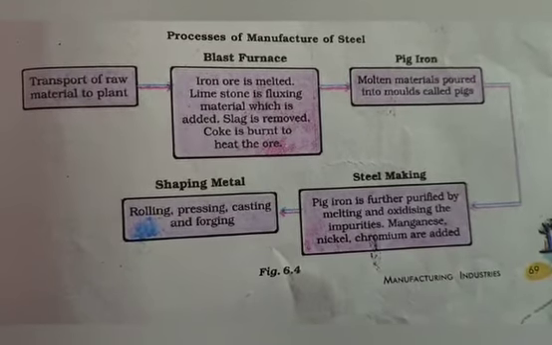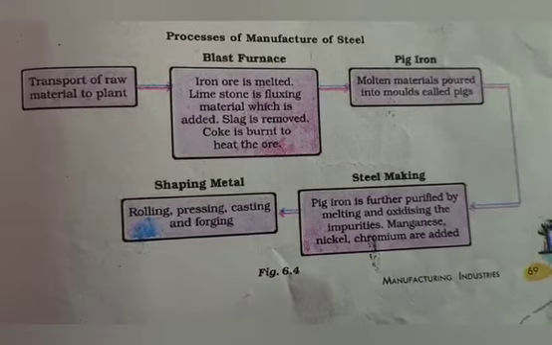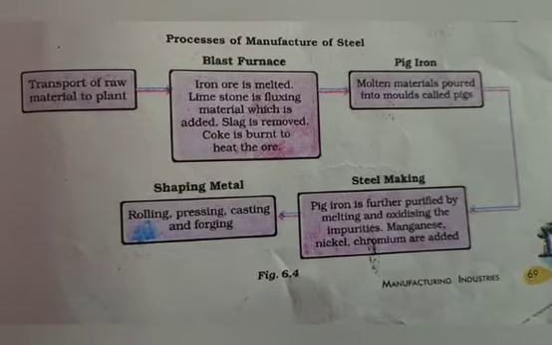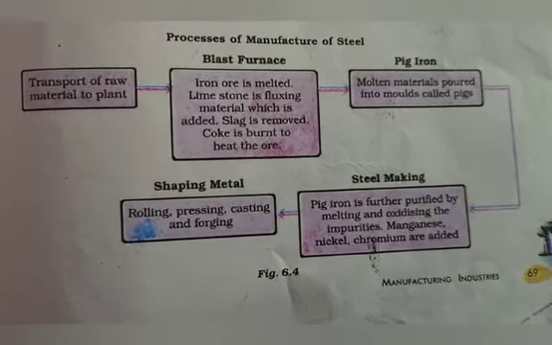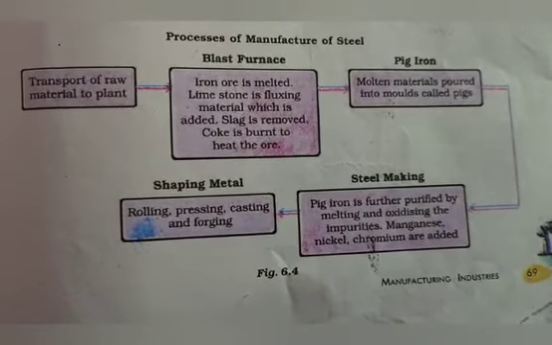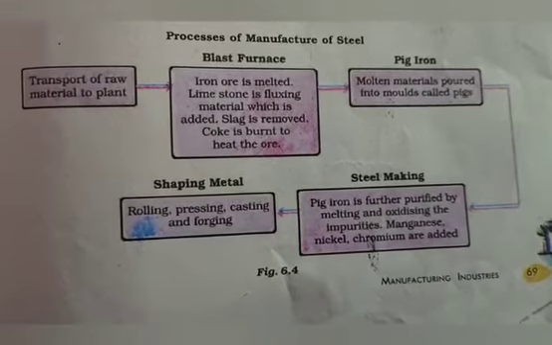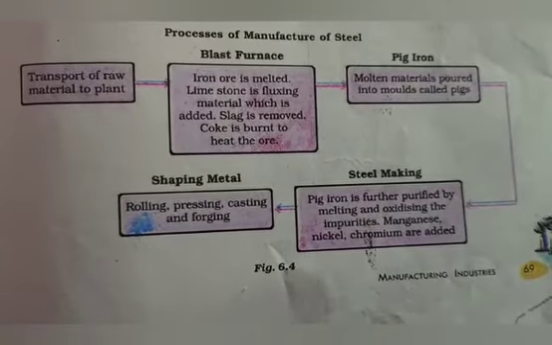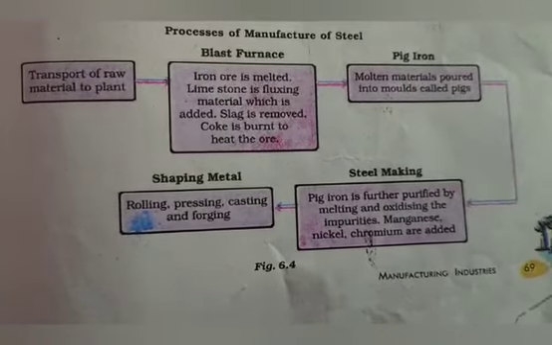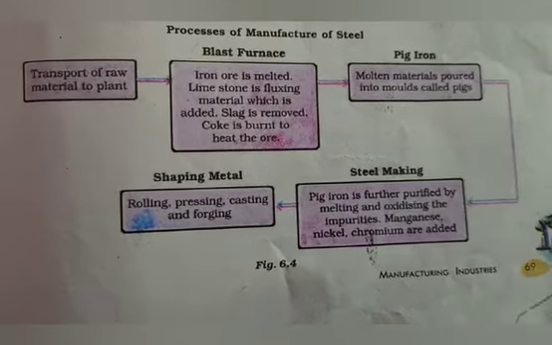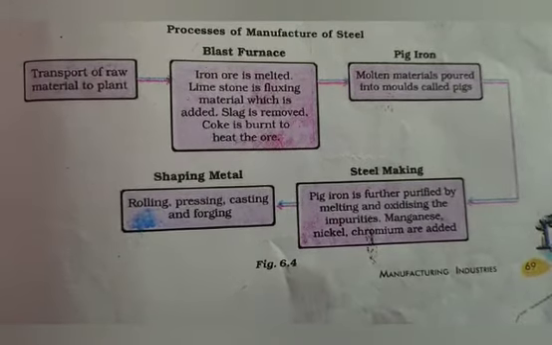So that is the process: transport of raw materials to the plant. The next is the blast furnace, where iron is melted, limestone is added as a fluxing material, slag is removed, and coke is burned to heat the ore. Pig iron is the molten material poured into molds called pigs. In steel making, pig iron is further purified by oxidizing the impurities, and manganese, nickel and chromium are added. Shaping the metal is done by rolling, pressing, casting and forging.